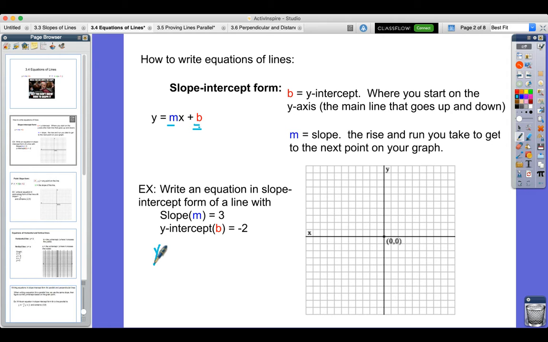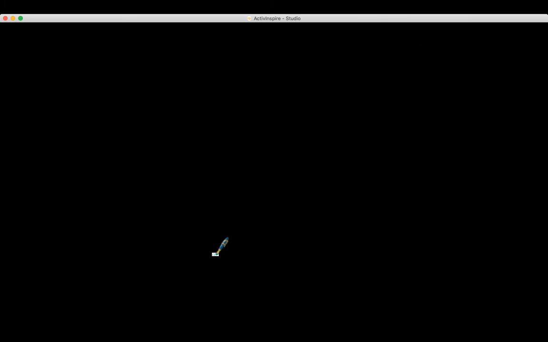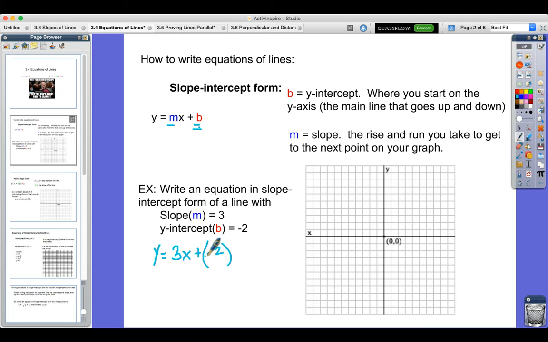So as we do this, we'll do y equals our m, which is 3x, plus our b, which is -2. Now because this is a negative, it does trump the positive here, so it'll be y equals 3x minus 2, which is a more proper way to write this.